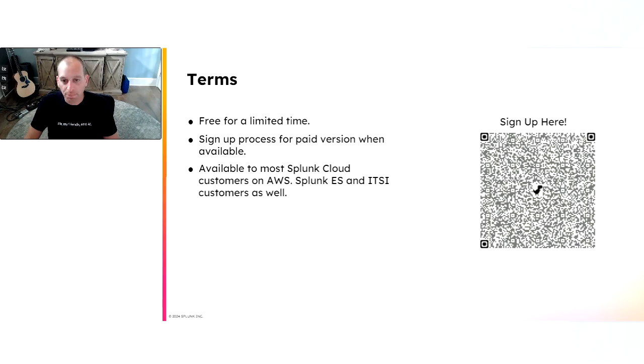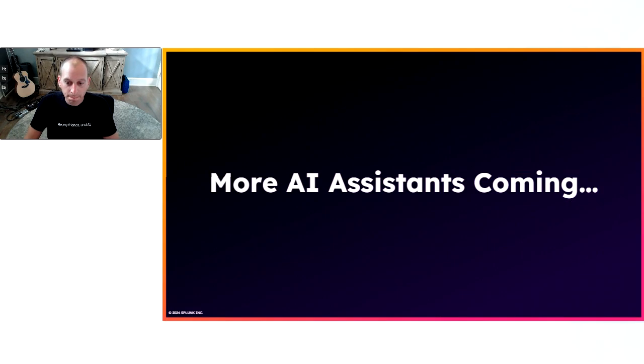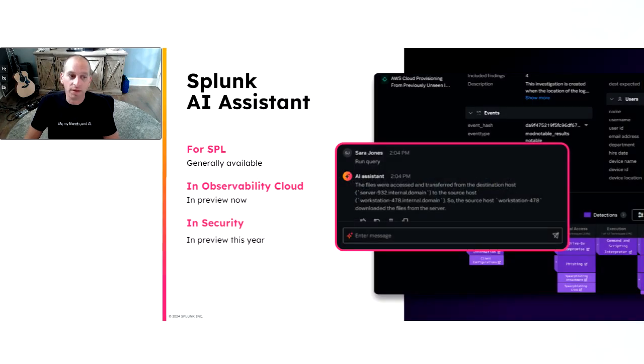And when you scan this QR code, which hopefully many of you have, it's going to take you to our EULA that has to be signed in order to use the AI assistant for SPL. And finally, we do have more assistants in development right now. This is just the first of many that are coming. So the AI assistant for SPL is generally available.